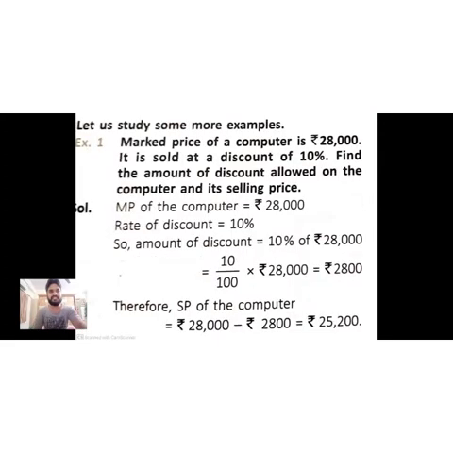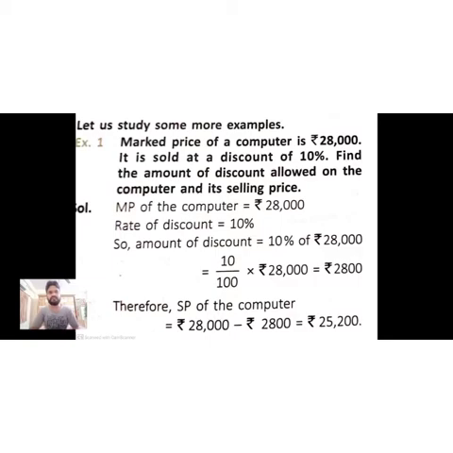Now we can see an example. The marked price of a computer is 28,000. The marked price means the list price. It is sold at a discount of 10%. So first of all we have to give a 10% discount. Find the amount of discount allowed on the computer and its selling price.